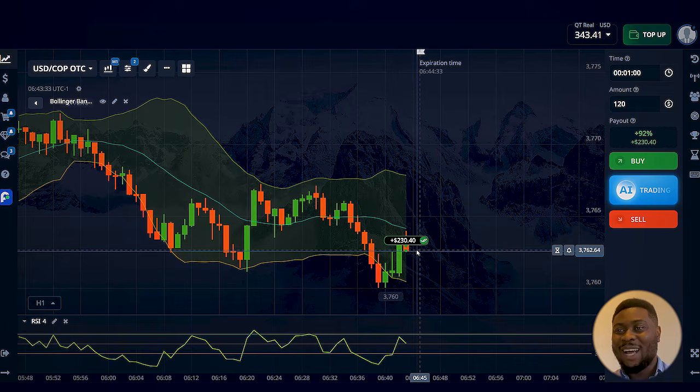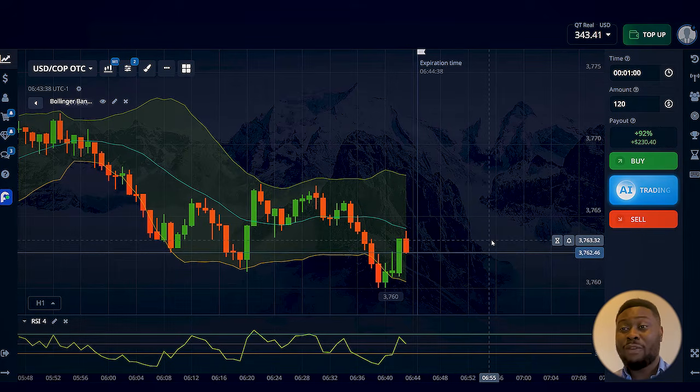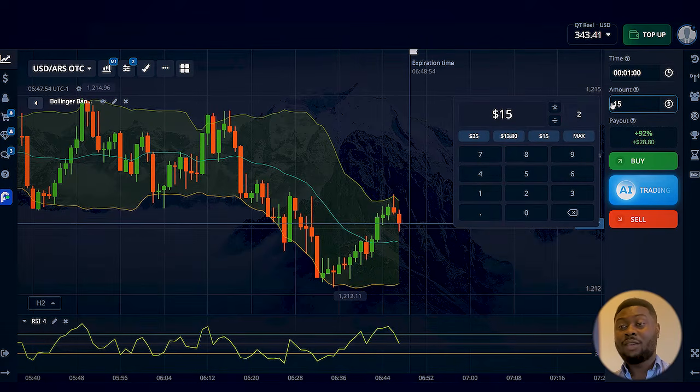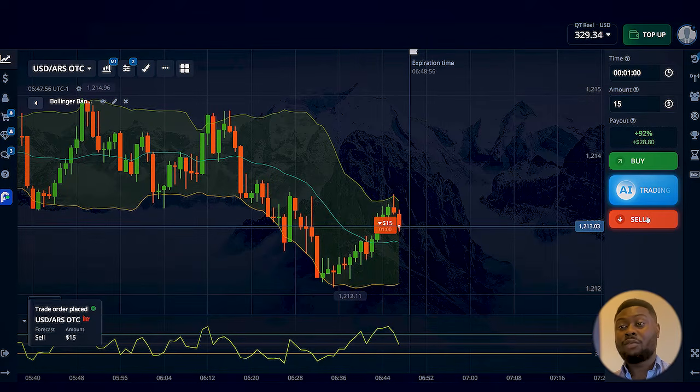Yo! Another profitable trade. My capital has increased to $343. There's still a couple of trades ahead of me. I wonder what the results of this session will be. I'll make the trade amount $15. I'll open the trade to reduce the price.